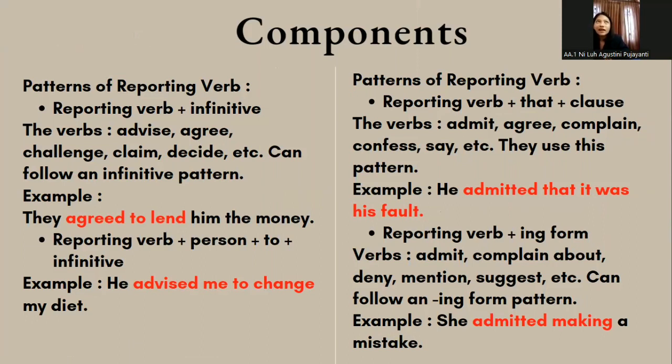Okay. And then reporting verbs have several patterns. The first is reporting verb plus infinitive. Verbs like advise, agree, challenge, claim, decide, demand, encourage, invite, offer, persuade, promise, refuse, and remind can follow an infinitive pattern. So the structure is reporting verb plus to plus infinitive. So the example in indirect speech, they agreed to lend him the money.